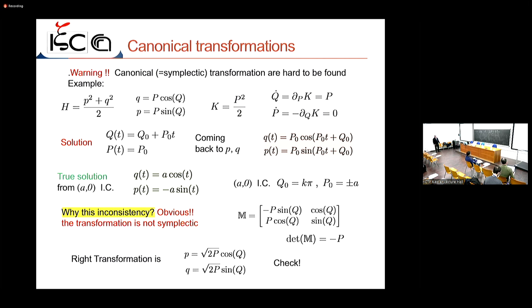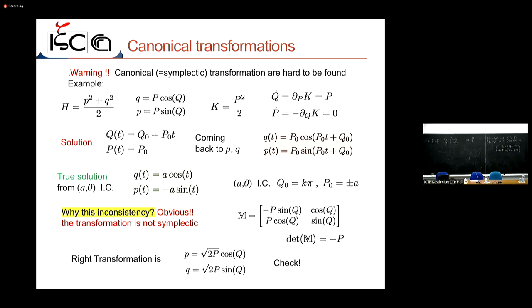Okay? Are you convinced of that? The problem, where is the problem now? Maybe I made a mistake in the computation, but Matteo, correct me. What's the problem? Any guess? Any intuition? It's not a canonical transformation. Exactly. This one is not a canonical transformation. And then I run into trouble. Okay?